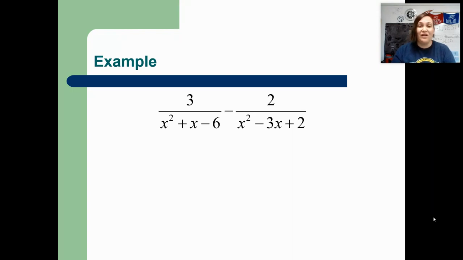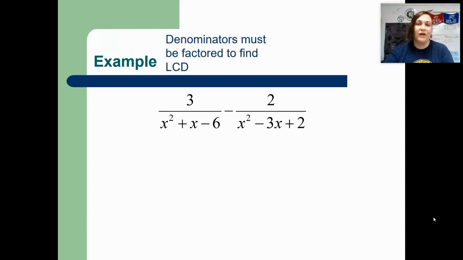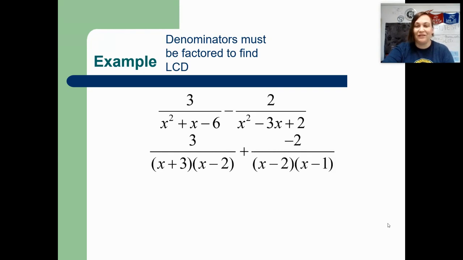When we're focusing on the denominators, we're going to start by factoring because that's what we do in algebra class, right? So much factoring. So I'm going to go ahead and factor both my denominators. They're both x box. And so for my first fraction, I'm going to get x plus 3 and x minus 2. And then for my second fraction, I get x minus 2 and x minus 1.